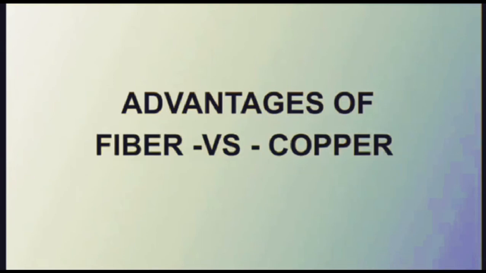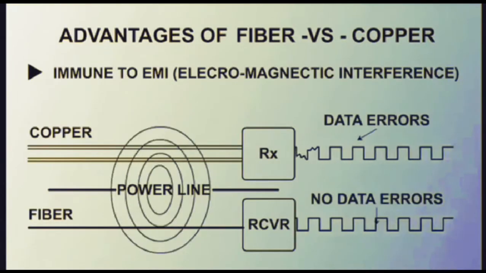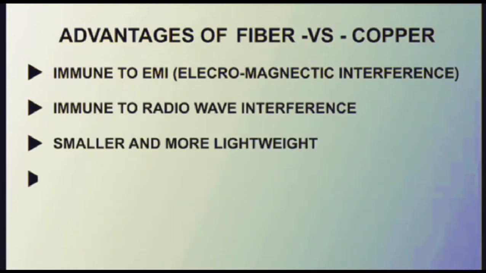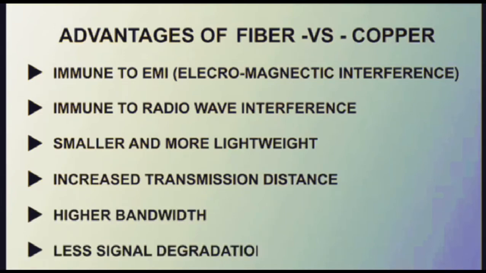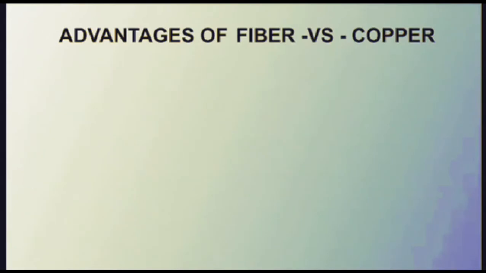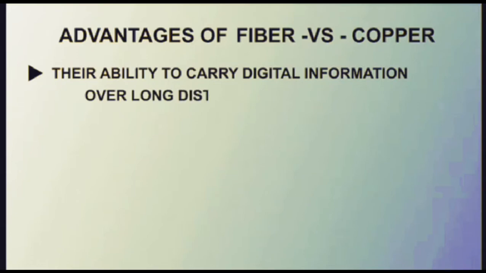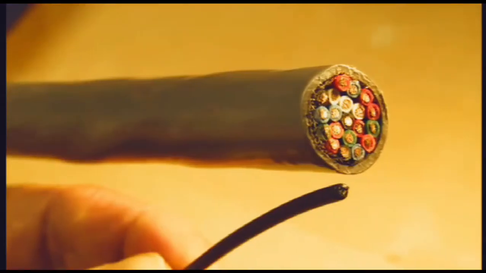Fiber optic cables have many advantages over copper cable, including immunity to electromagnetic interference. They are smaller and lighter than copper. They are capable of greater transmission distance and higher bandwidth and have less signal degradation. The greatest advantage is their ability to carry digital information over long distances at significantly higher rates than copper.